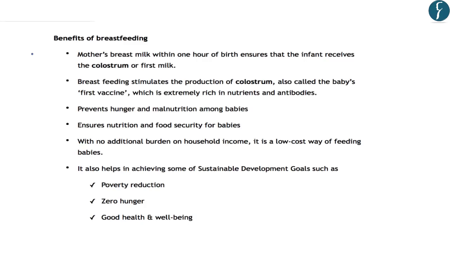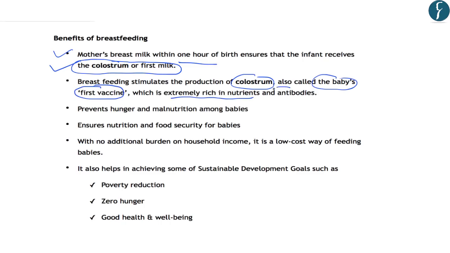Now let us understand some of the benefits of breastfeeding. So the first benefit is that mother's breast milk within 1 hour of birth ensures that the infant receives colostrum or the first milk. So the first milk is known as colostrum. This can be an important point from the prelims point of view as well. Secondly, the breastfeeding stimulates the production of colostrum. And this colostrum is also called the baby's first vaccine because it is extremely rich in nutrients and antibodies.